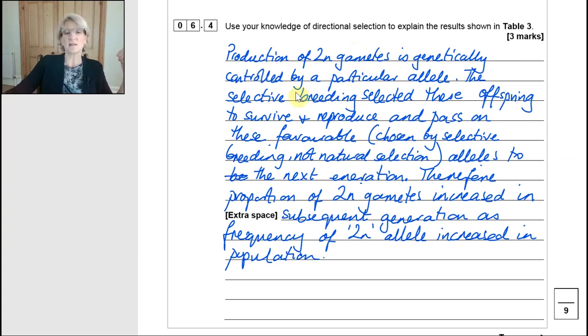So I've just stated that it is genetically controlled and it's by a particular allele, because I'm going to be talking about alleles. This is selection, a really important term to use. The selective breeding selected these offspring to survive and reproduce. I'm basically adapting my natural selection answer, and they pass on these favourable alleles to the next generation. And therefore the proportion of 2N gametes increased as the frequency of the 2N allele increased in the population.